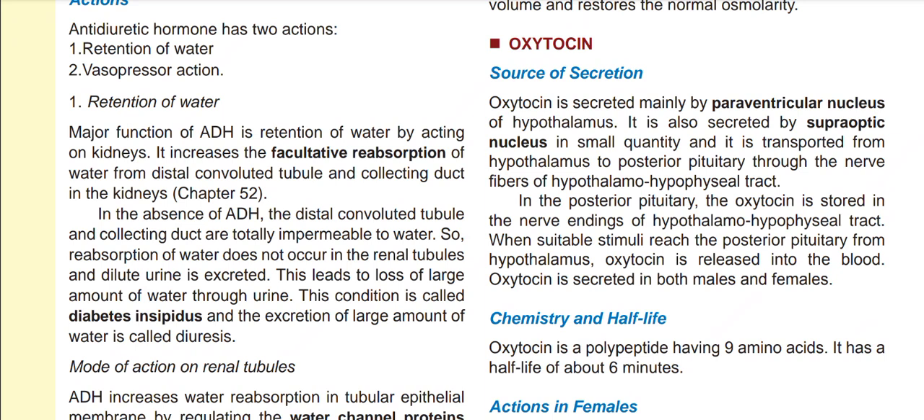Oxytocin is secreted mainly by the paraventricular nucleus of hypothalamus. It is also secreted by supraoptic nucleus in a small quantity. So oxytocin is mainly secreted by PVN or paraventricular nucleus of hypothalamus and also secreted by supraoptic nucleus in a small quantity, and it is transported from hypothalamus to posterior pituitary through the nerve fibers of hypothalamus hypophyseal tract.